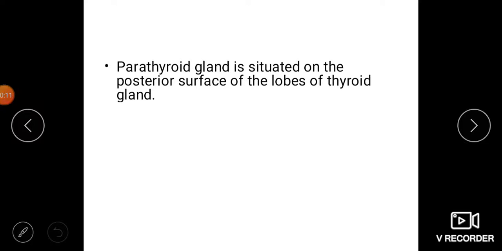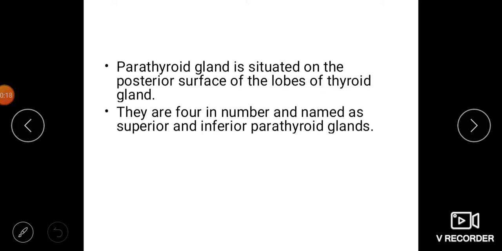The next gland which we are going to discuss is the parathyroid gland. Parathyroid glands are situated on the posterior surface of the lobes of the thyroid gland. They are four in number, named as superior and inferior parathyroid glands.